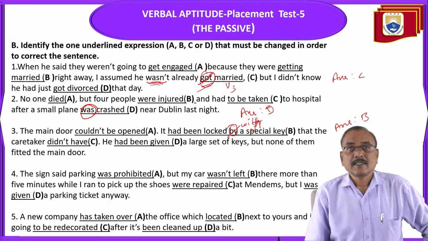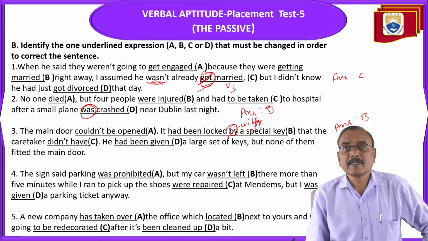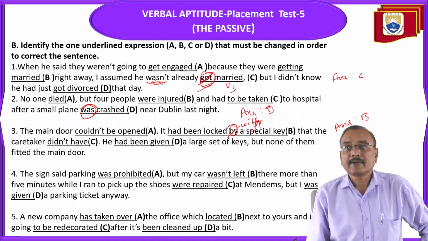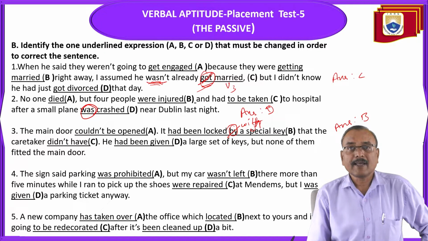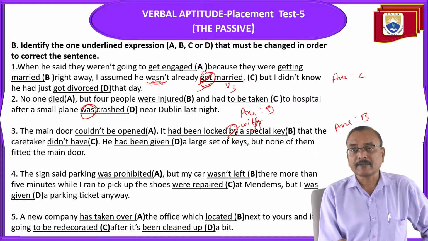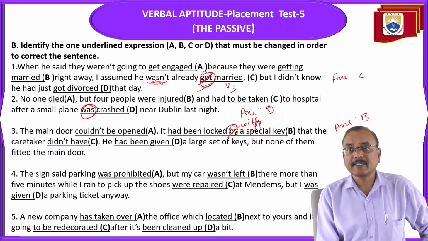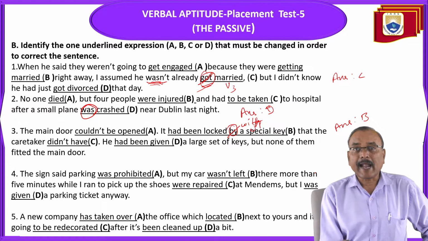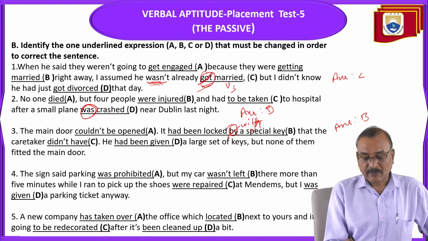Next. The sign said parking was prohibited, but my car wasn't left there for more than 5 minutes while I ran to pick up the shoes, which were repaired at Mendham's, but I was given a parking ticket anyway. "Parking was prohibited" is correct. "My car wasn't left" is also correct. "I ran to pick up the shoes." Okay, so "which were repaired" here?